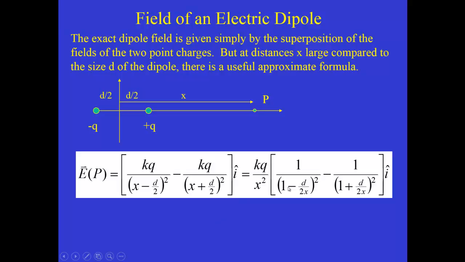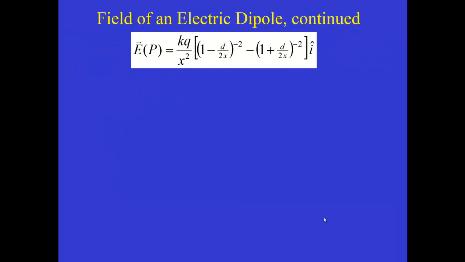When we do a little bit of work to factor out an x squared from both the denominator terms, we can pull that x squared out in front, leaving behind 1 minus d over 2x quantity squared and 1 plus d over 2x quantity squared. And now we're going to use one of the familiar approximation formulas that we've seen earlier in the course. So we'll write these two terms, instead of 1 over that quantity, as 1 minus d over 2x to the minus 2 power, and similarly with the second term.